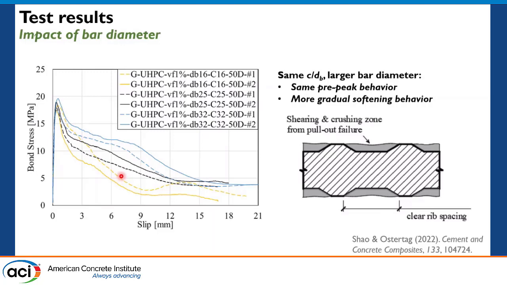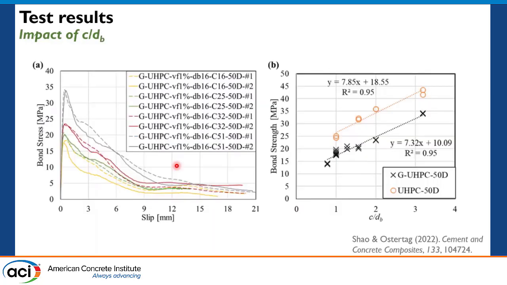That is because the turning point, or the end of the declining point, was caused by the UHPC keys between ribs being completely sheared off. So with larger bar diameter, the clear rib spacing was bigger, so it can sustain larger slips before the UHPC keys were completely sheared off. That's why for larger bar diameters, bond degradation may be more gradual than for smaller bar diameters.